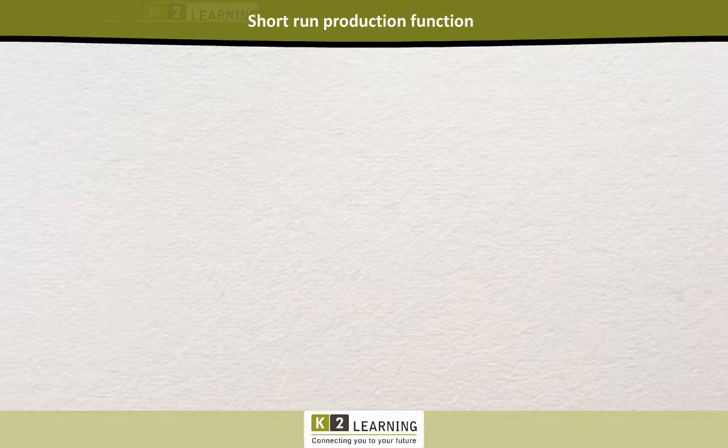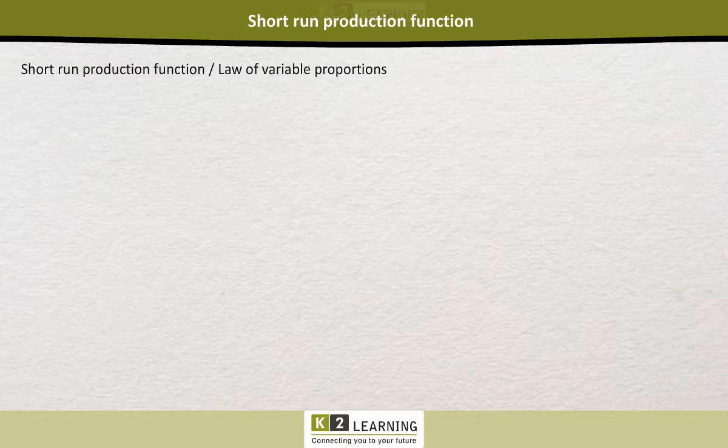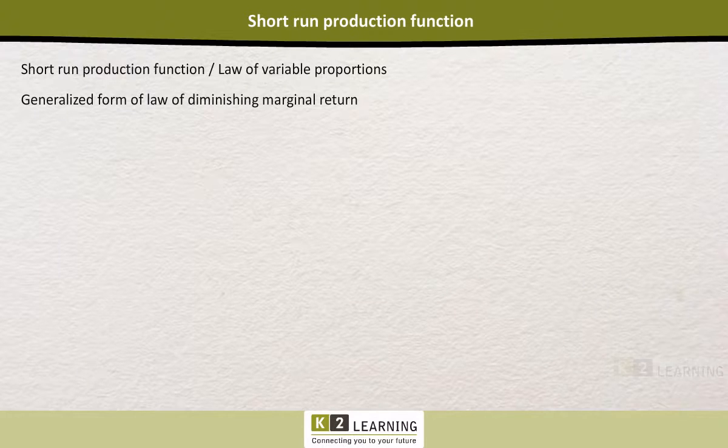Short-run production function. The short-run production function is also known as the law of variable proportions. The law of variable proportions is one of the fundamental laws of economics. It is the generalized form of the law of diminishing marginal return.